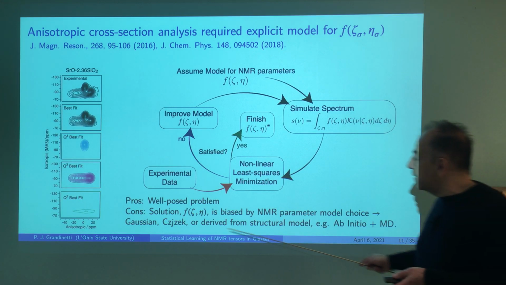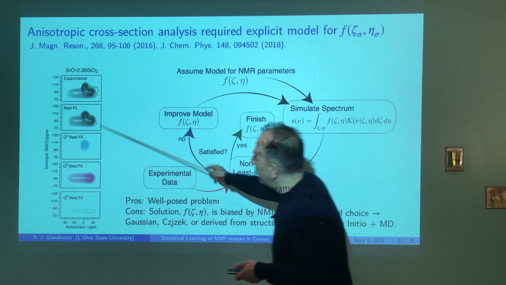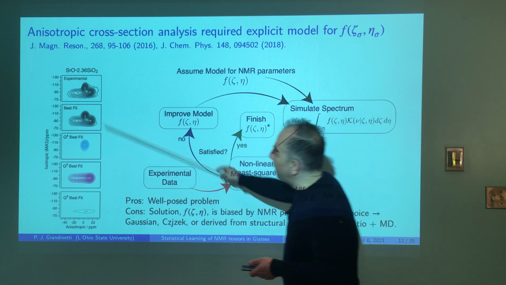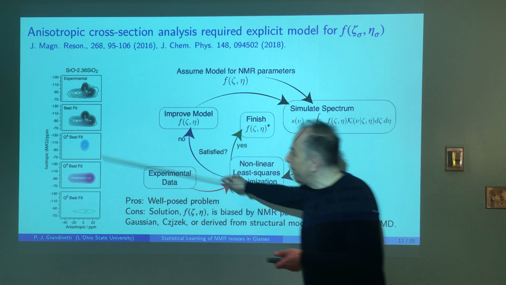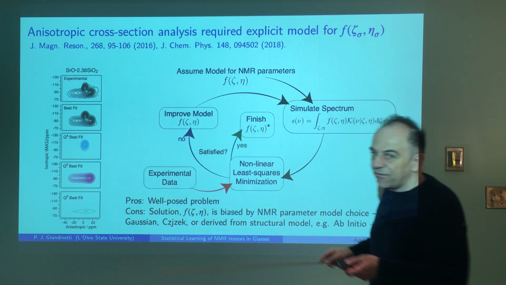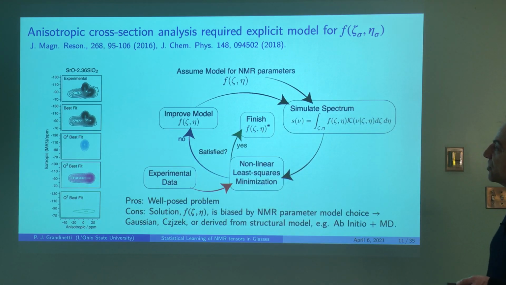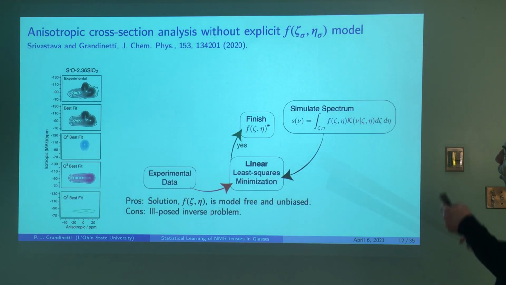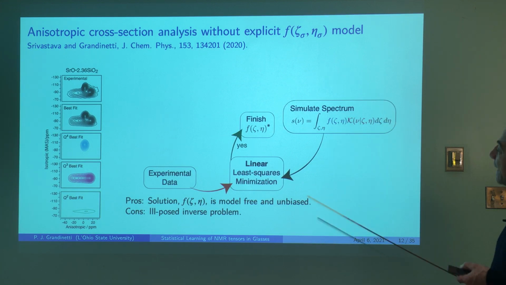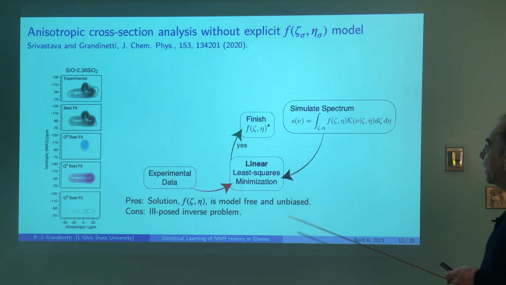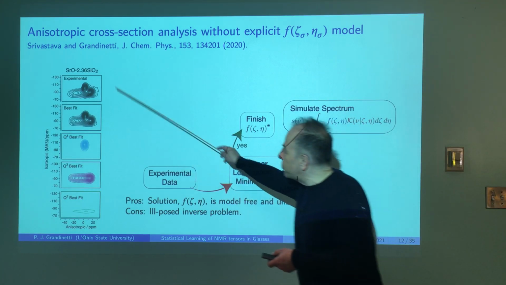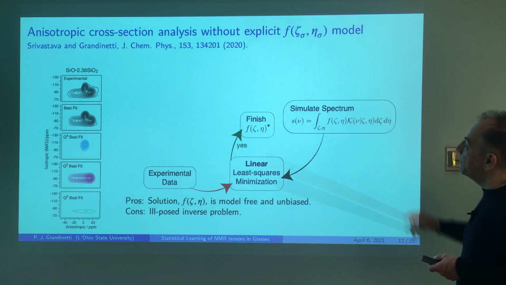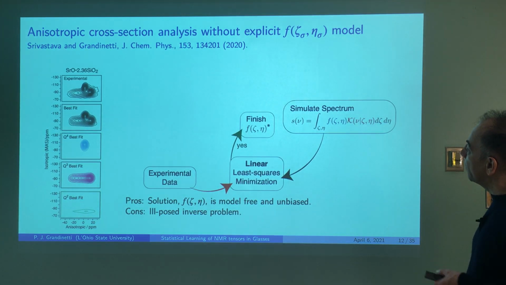So that's going to cause some kind of deviations from the experimental line shape. If the model doesn't have the flexibility to handle it, then you won't get the best fit, and maybe you're going to miss some details that are in that anisotropy. What we're trying to do now, or what we have done, is we've found a way to fit these spectra without any explicit model for the distribution of the NMR parameters.